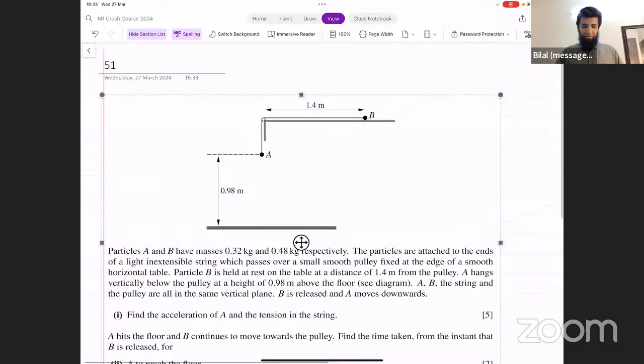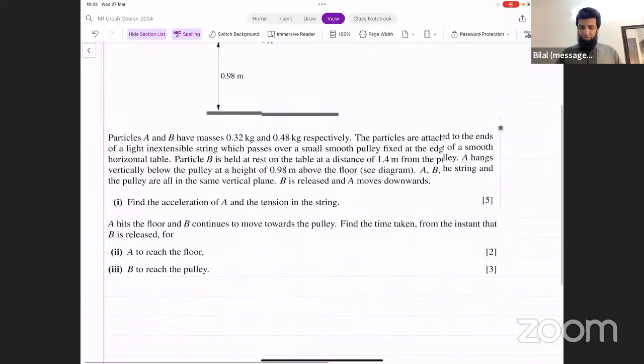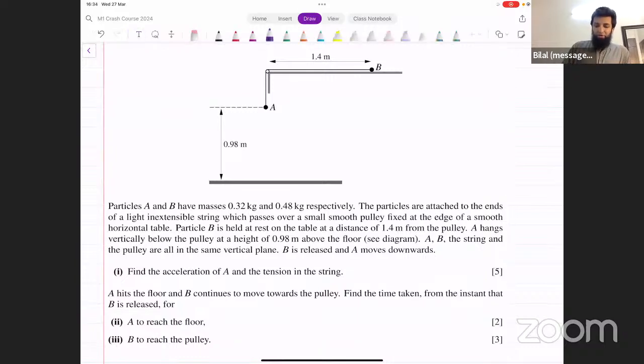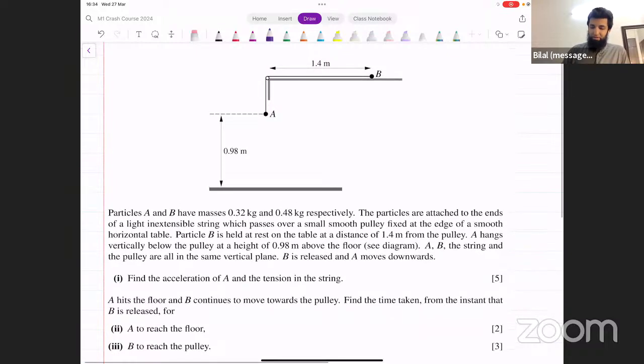Let's have a look at this. Question number 51 from the worksheet. It says particles A and B have masses 0.32 kilograms and 0.48 kilograms respectively. The particles are attached to the ends of a light inextensible string. Okay, so let's highlight the information that's not given there. 0.32 kg and 0.48 kg. It's not shown in the diagram. These are the masses of the particles.